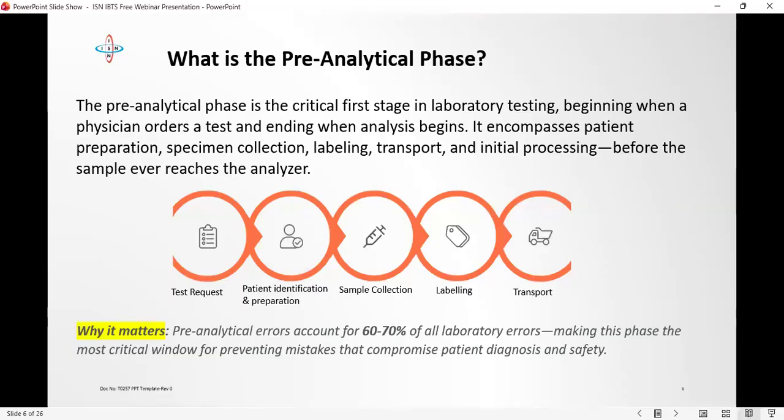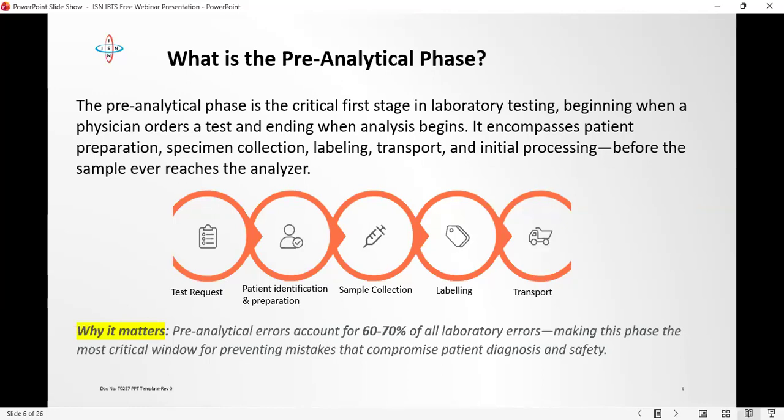So from when your clinician requests the test, the pre-analytical stage has already started, until the sample is ready to be analyzed on the analyzer. It encompasses patient preparation, specimen collection, labeling of samples, transport to the laboratory or to wherever the analysis will be carried out, and also the initial processing before the sample reaches the analyzer, okay? And every single one of these steps carries risk.